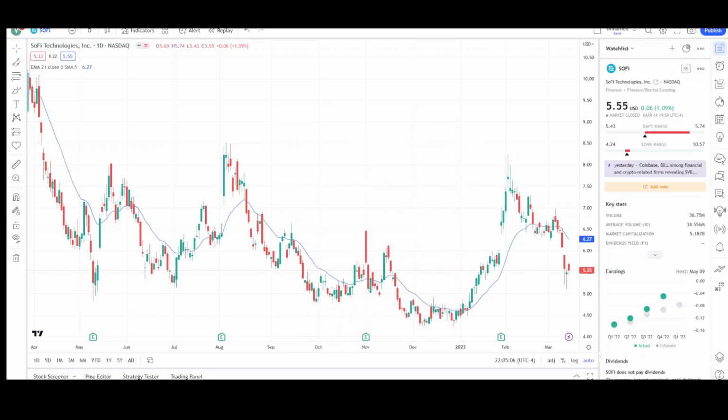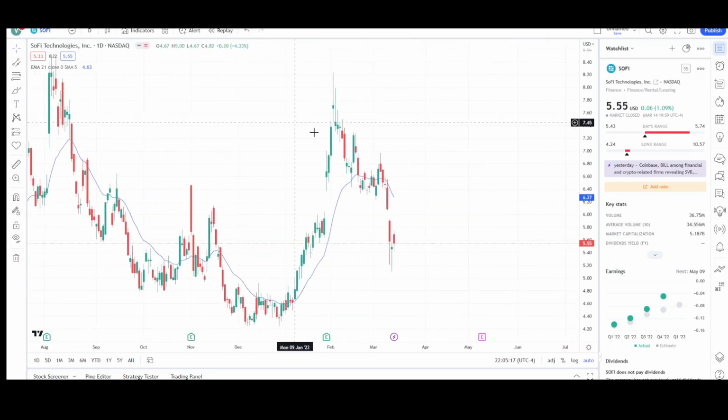I will first go over what I see in the daily chart and finish the video off with the weekly chart. So here we have the daily chart for SoFi Technologies. You can see that we had two legs down. I'll show you guys that right now.